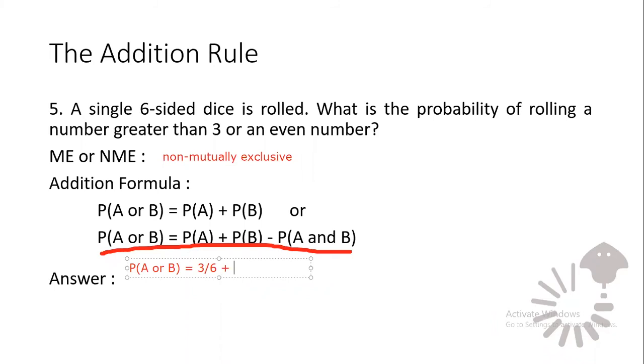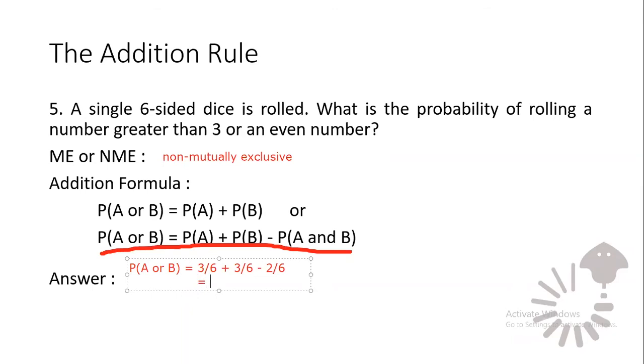Plus probability of getting even number when you roll a dice. 3/6. Ano yung tatlong yon? 2, 4, 6. Minus, sabi nyo, second formula, ano yung both A and B? Greater than 3 na siya, even number pa siya. Ano yung mga greater than 3, even number? 4, 6. We have 4, 6. Anong probability ng 4 and 6 then? 2/6.